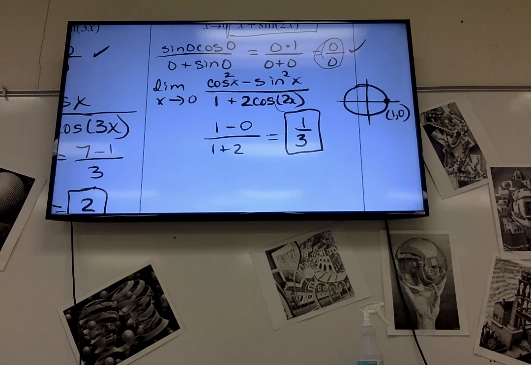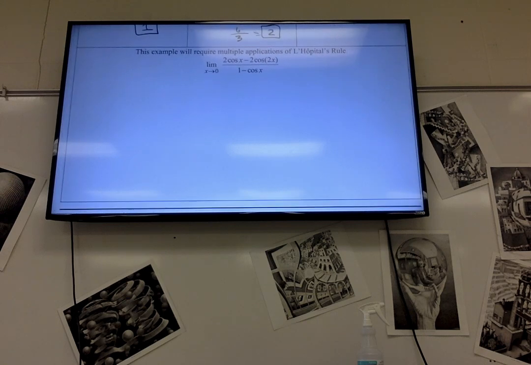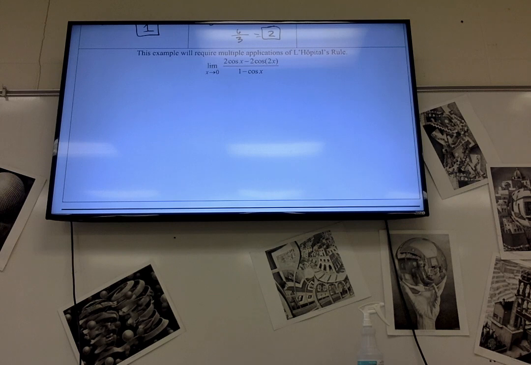Okay, so the next one shows an example of having to do L'Hopital more than once in one equation. Let's just do it once first. First we're going to plug in 0 and make sure that it gives me the indeterminate form. So I have 2 cosine of 0 minus 2 cosine of 0 over 1 minus cosine of 0. On top, that's obviously 0. Cosine of 0 is 1, and 1 minus 1 is 0. So it gives us the indeterminate form, and I apply L'Hopital's rule.